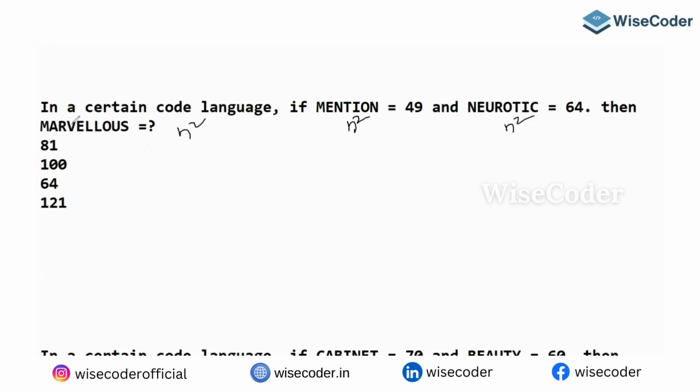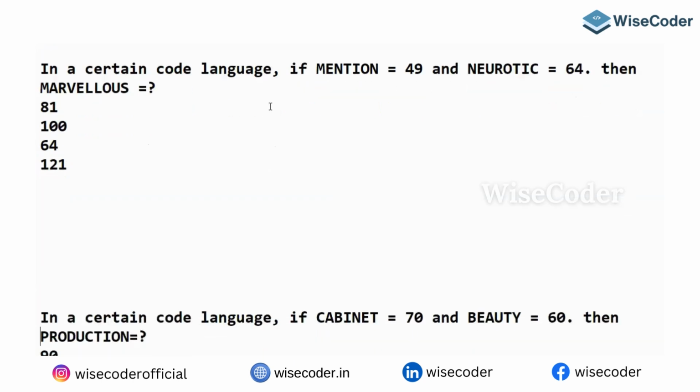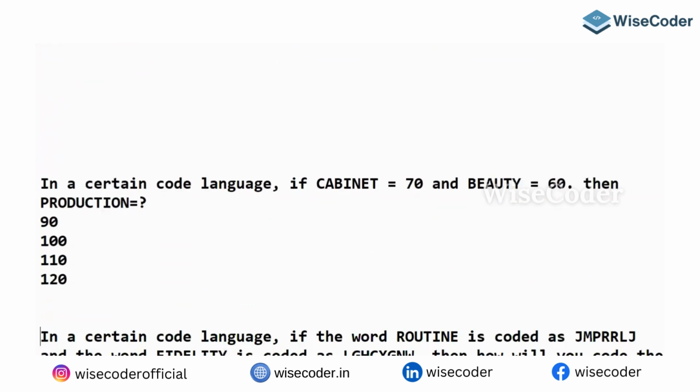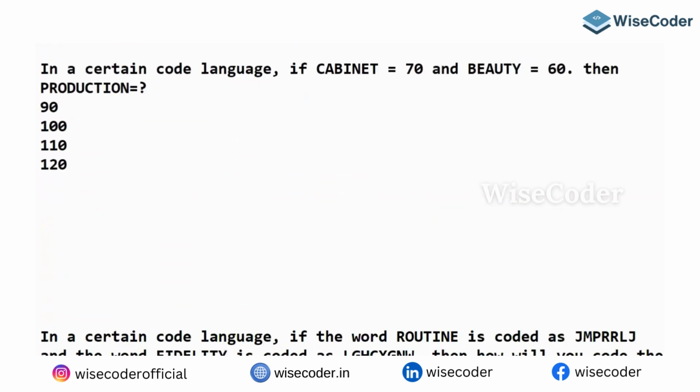Marvelous. 1, 2, 3, 4, 5, 6, 7, 8, 9, 10. So 10 squared. 10 squared is what, guys? 100. Let's go to the next question. In a certain code language, cabinet is 70, beauty is equal to 60, production we need. Look here, 1, 2, 3, 4, 5 and 6.